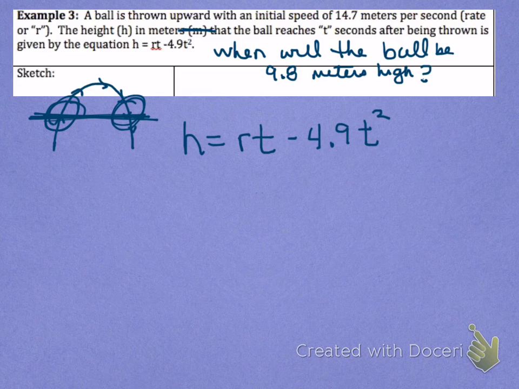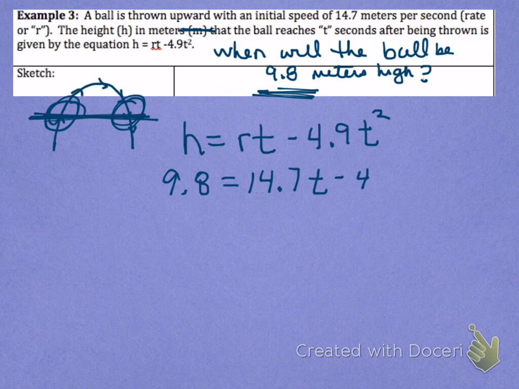And so we plug in the information that we have, and our height is the 9.8 meters. I needed to provide that to you. Equals, and then our rate is the 14.7 from the story. And we're looking at when, so the t is our unknown, minus 4.9 t squared.